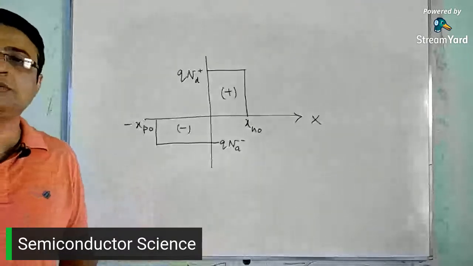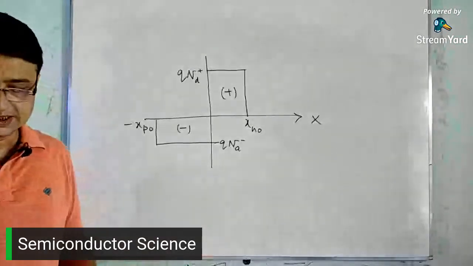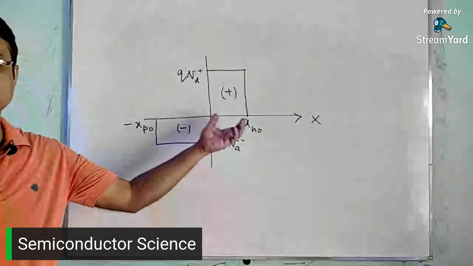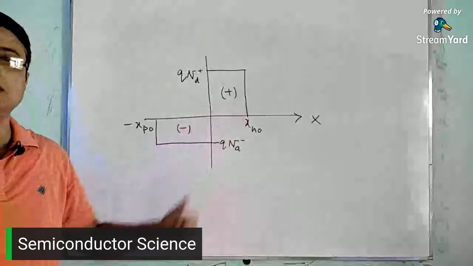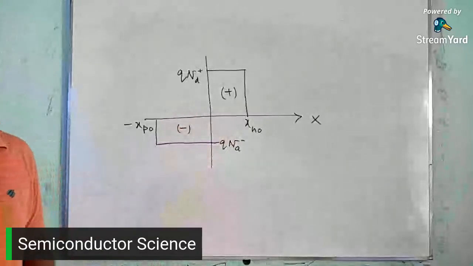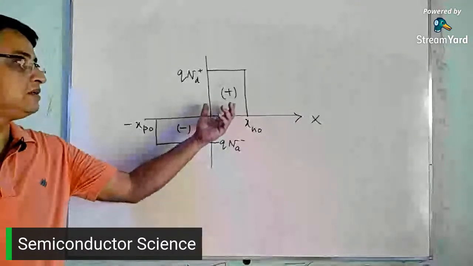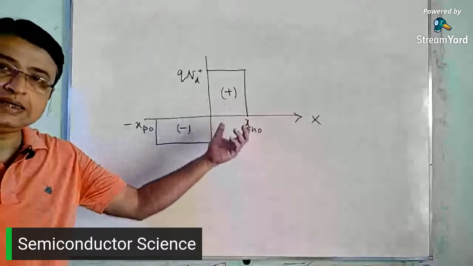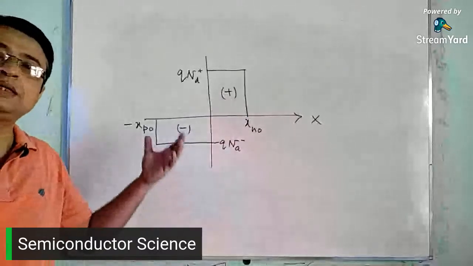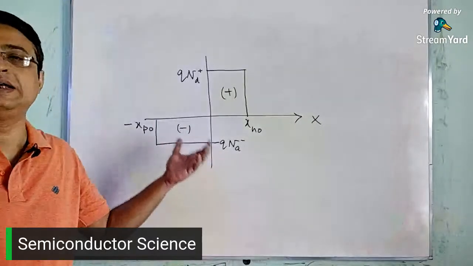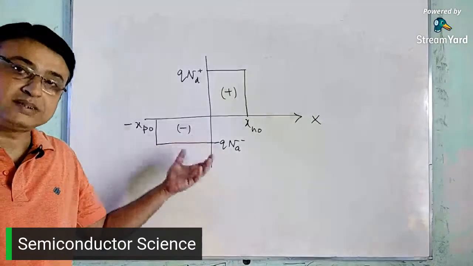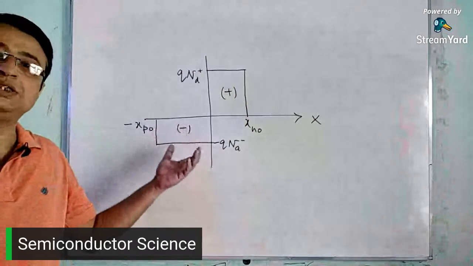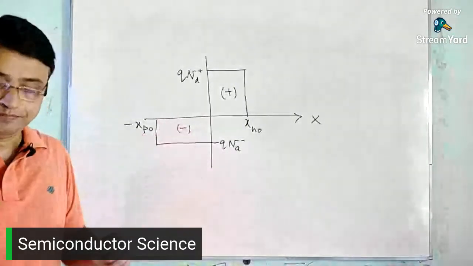Now, to a good approximation, here we consider the space charge within the transition region. The space charge is shown here. As in the previous lecture, we talked about this positive space charge accumulated in the N-type side of the depletion region, as well as the negative space charge accumulated in the P-type region of the depletion layer.